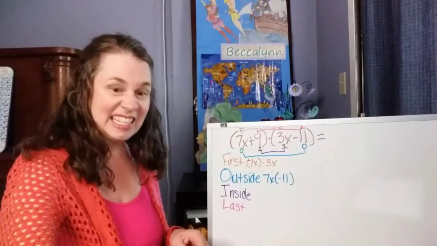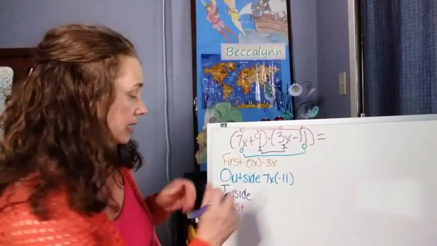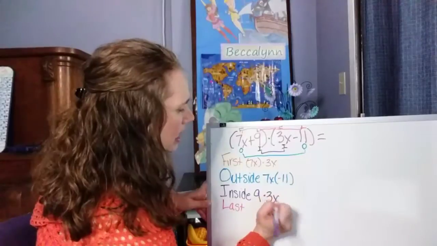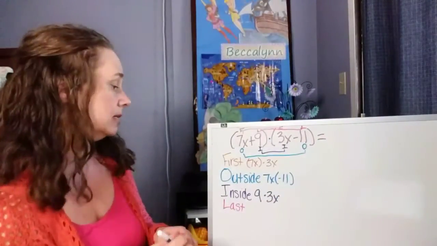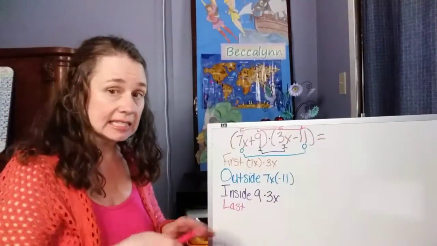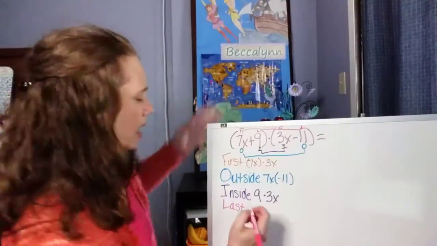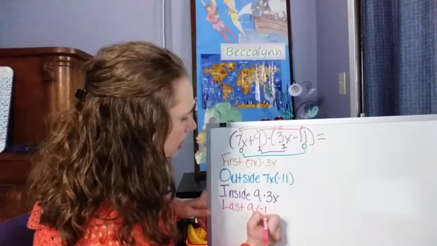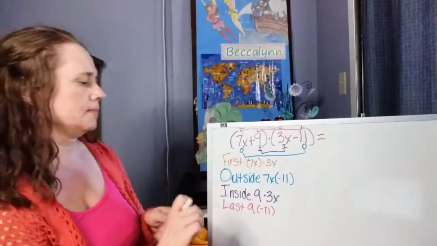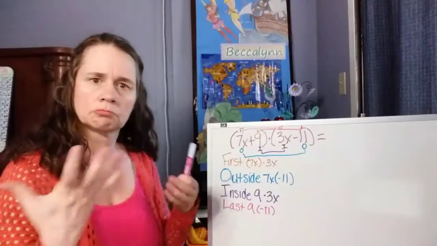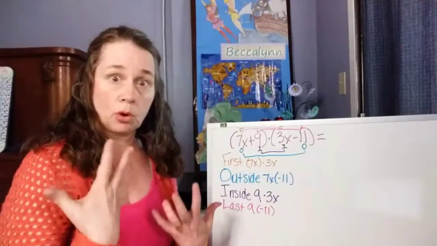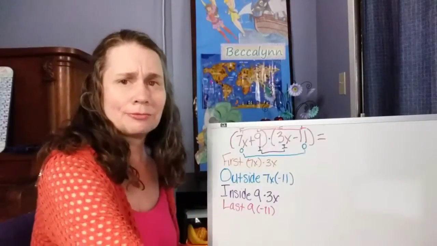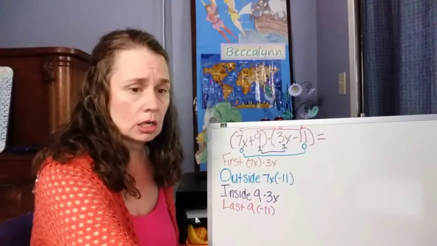And then we have inside. Inside is 9 times 3x, right? Okay, 9 times 3x. And last, we have 9 times negative 11. Okay? So now let's solve. Let's figure out what these answers are. We've got a nice process laid out here. So now let's figure out what our products are, okay?